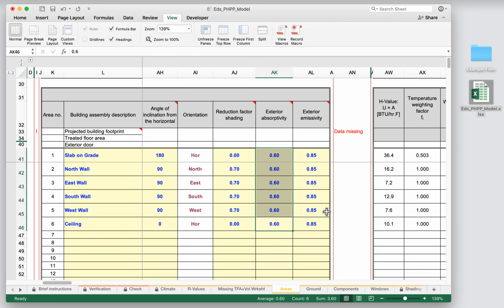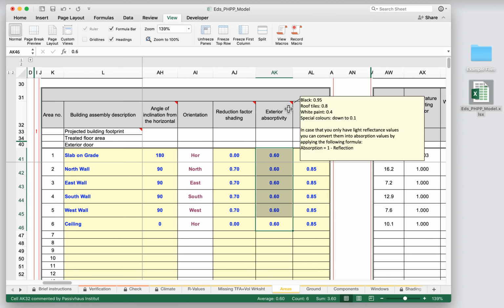And the absorptivity, you can think of it as a proxy for color. If we hover our mouse over the little tooltip here, we get some helpful hints where the PHPP says, look, if you did a bright white paint, maybe you could make this value as low as 0.4. Maybe if you have some special, high solar reflectance value, it could be as low as 0.1 or 0.2. If it's something like a black color, maybe more like 0.95. And this is obviously going to affect our cooling to some degree.